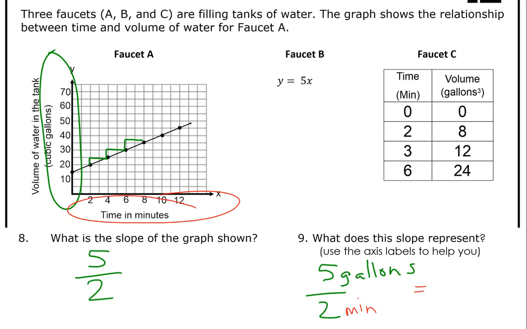Now, most people, when talking about rate of change, like to have a unit rate, right? So they like to reduce this so that the denominator is a 1. If I asked you for the unit rate here, you would divide to say that 5 gallons every 2 minutes means 5 divided by 2, or 2.5 gallons per 1 minute. So that's what that means. What does the slope represent? The speed of the water. How much water is coming out every minute.